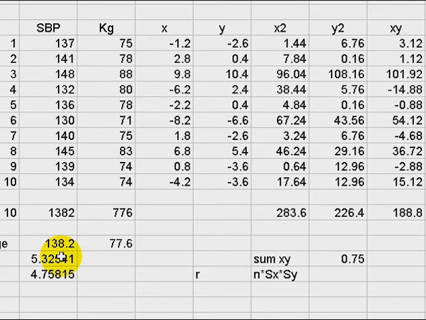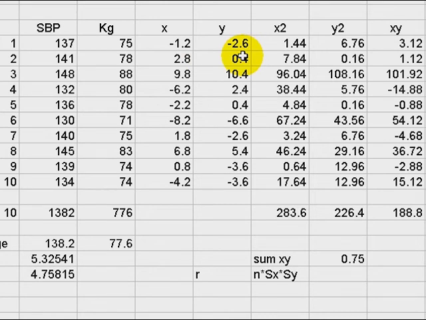So you see this x minus x bar, we come up with this x, which is minus 1.2. We do the same thing for the weight, and we look at this person's weight, which was 75, minus the average weight of the group, which was 77.6 kilograms. So the difference is minus 2.6 kilograms.